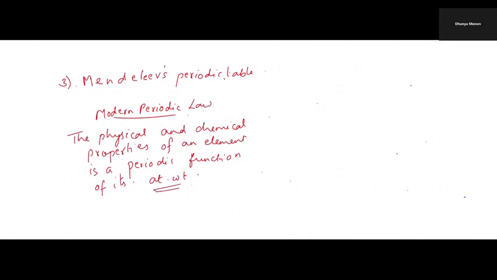He did not support octaves, but he suggested that the properties repeat after fixed intervals of time. So Mendeleev also supported periodicity. He suggested that the physical and chemical properties repeat after fixed intervals. The meaning of a periodic function is depends upon. So the physical and chemical properties depend upon the atomic weight.